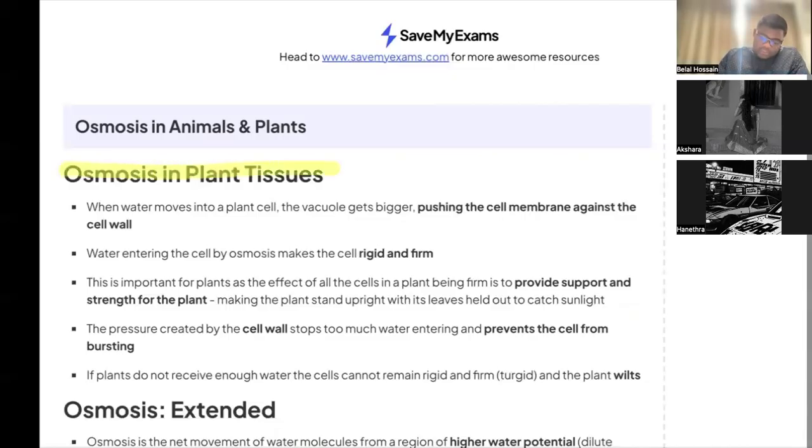So here, osmosis in plant tissues. When water moves into a plant cell, the vacuole gets bigger, pushing the cell membrane against the cell wall. So in plant tissue, some plants hold themselves rigid and firm only by using water.